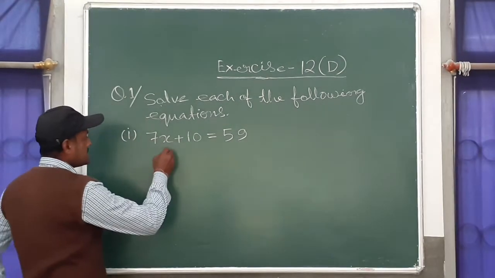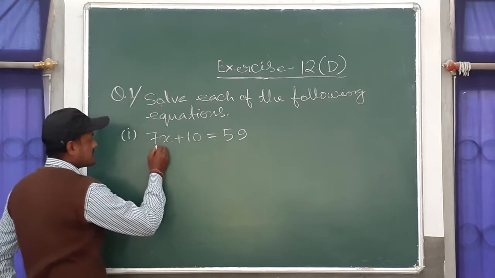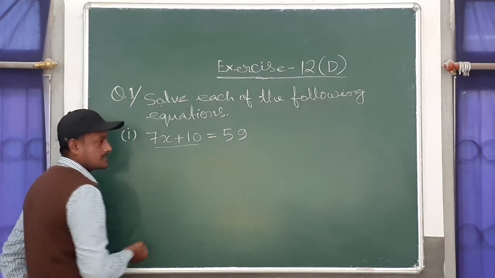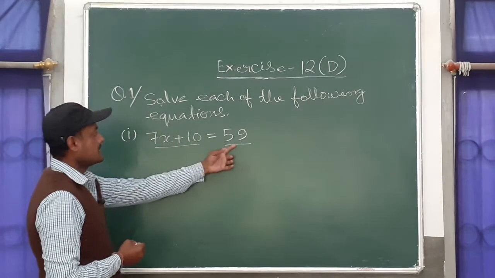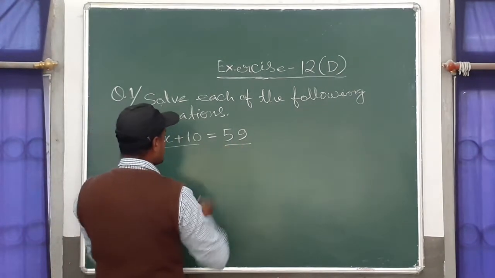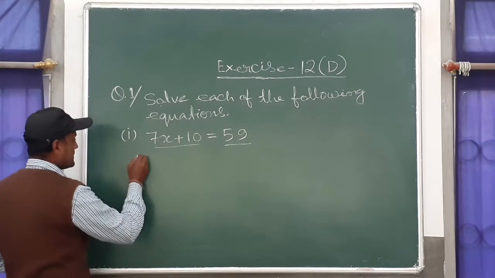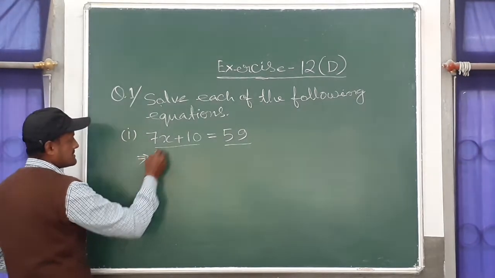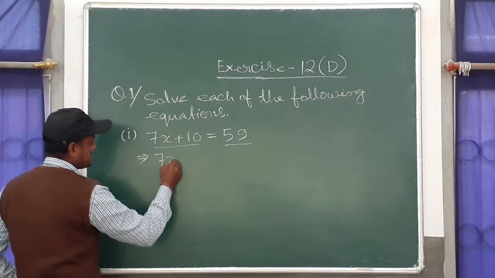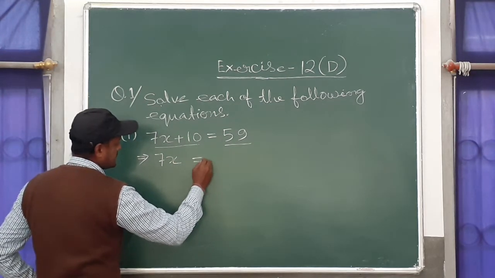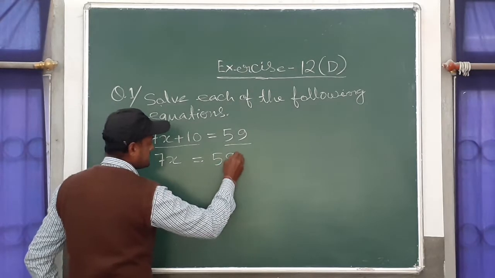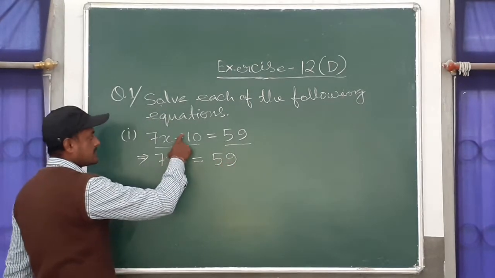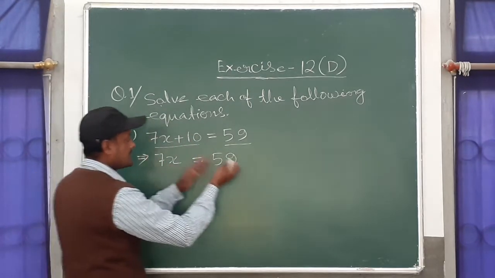So what we will do, there are two parts. The first part, this is the left hand side, and this side is called the right hand side. So what we will do first, we will write 7x is equal to 59.